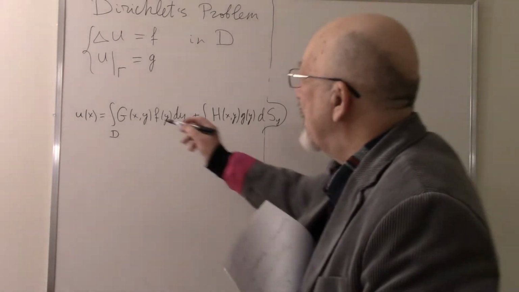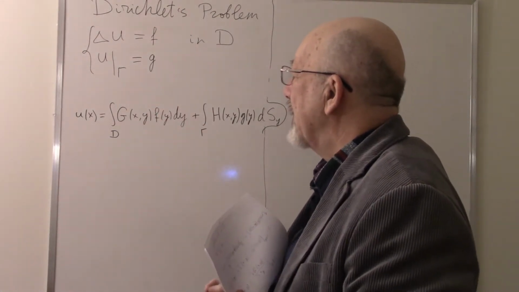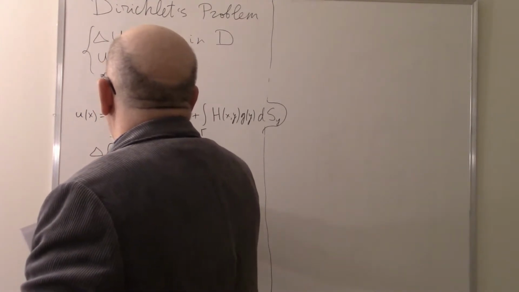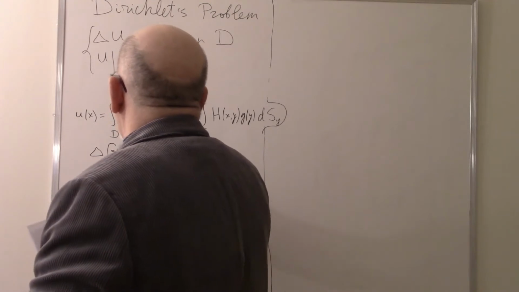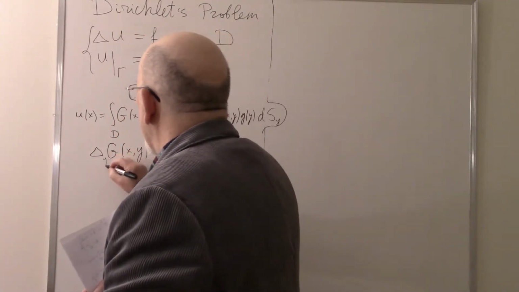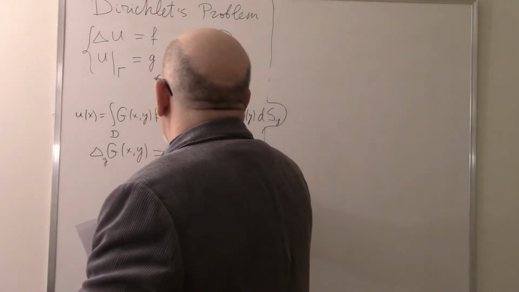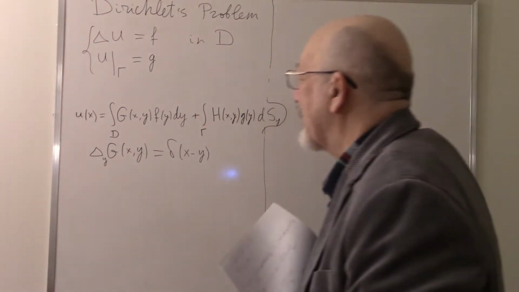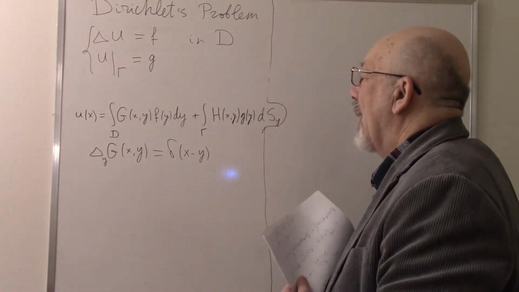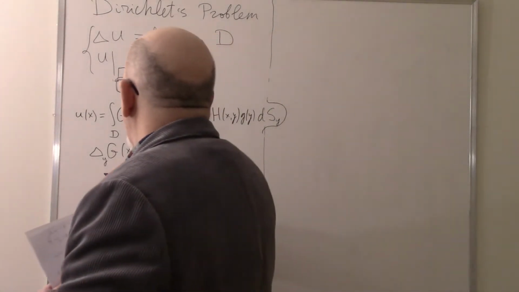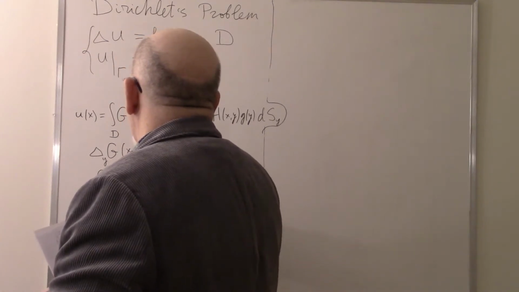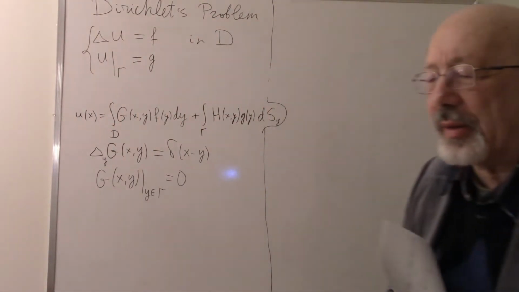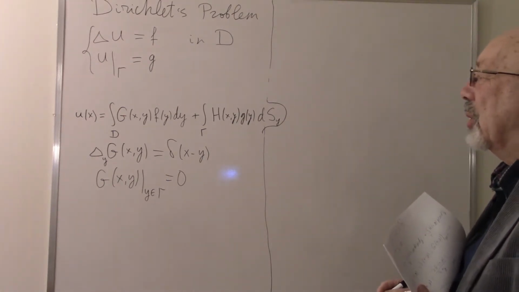Yes? Here G is the Green's function which satisfies the following. Laplacian of G of x, y, where G is a function of x, y, so this is the Laplacian with respect to y, equals the delta function of x minus y. So the delta function at the point x, or y minus x, it's the same. First thing. And second thing, G of x, y when y is on the boundary is 0. So G should be a function satisfying these two conditions.